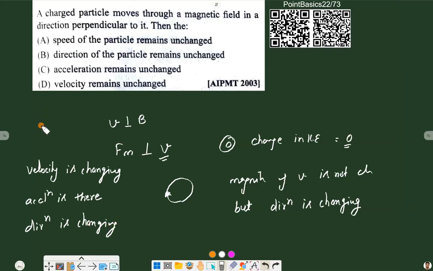So let's compare. Option B, direction of the particle remains unchanged. That is wrong. Direction changes. C, acceleration remains unchanged. So yes, acceleration is there. And velocity remains unchanged. That's again wrong. So coming to the point, speed of the particle remains unchanged, and speed of the particle is equal to magnitude of the velocity, and magnitude of the velocity is unchanged. So speed of the particle is unchanged here. Moving to the next one.